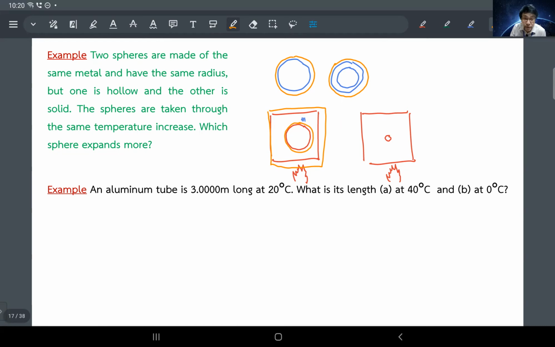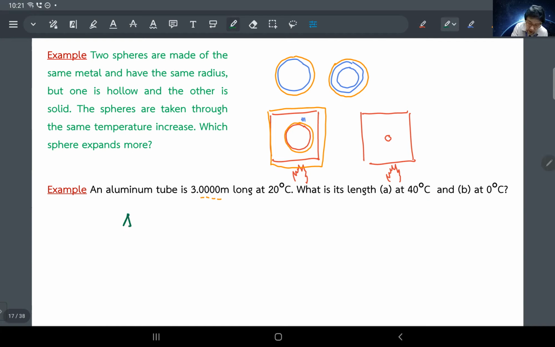So you have an aluminum tube, 3 meters long, and as you can see, they try to provide you with a lot of digits over here just to take care of the detail changes. At 20 degrees Celsius, what is its length at 40 degrees Celsius, and what happens at 0 degrees Celsius? Okay, so this is a simple one to try, so you feel comfortable using this equation very easily.